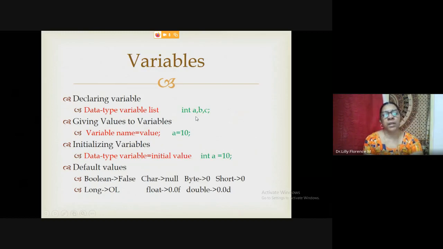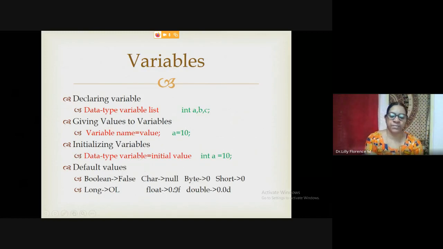For any variable in programming, it must be declared before it is referred to. Every variable has its default value. If you declare a variable as a boolean, the default value is false. For char, the default value is null. Byte, default value is 0. Short, default value is 0. Long, double and float will have a capital letter L, F and D to indicate the data type. So the default value itself will look like this. So this is the way we have to declare and initialize the variables, and some of the default values of the data types.